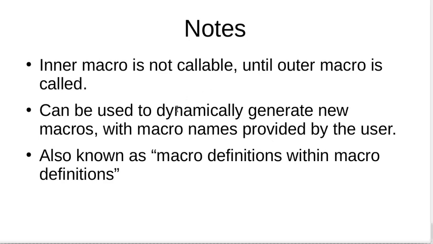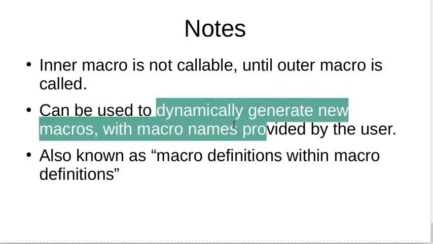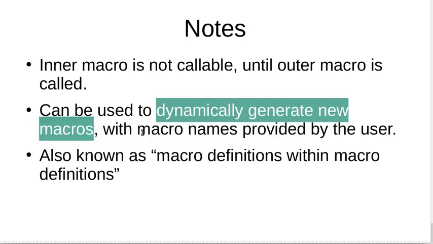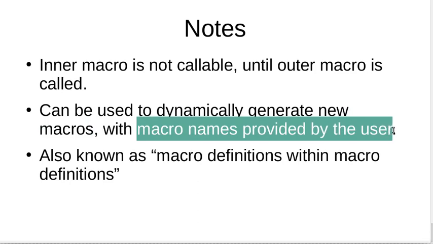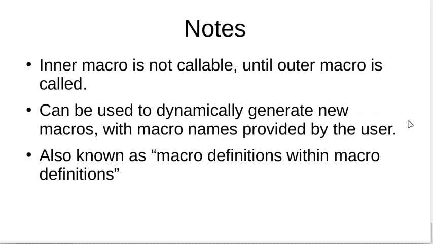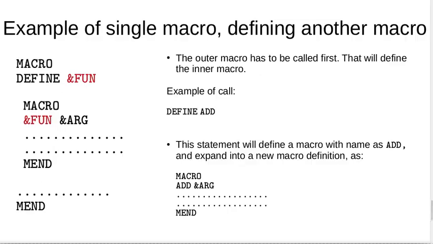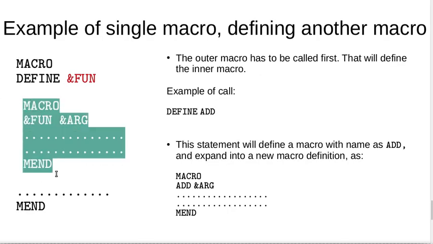Now this technique can be used to dynamically generate new macros with the macro names provided by the user. So this is the main thing. We can dynamically, or at runtime, generate new macros with names that the user wants. So this is a technique that we can be using for that purpose, right? Now this is also known as macro definitions within macro definitions, very obviously, because we have a macro definition which is lying within another macro definition, right?